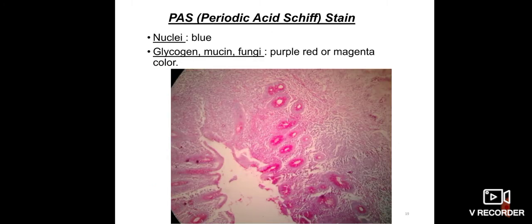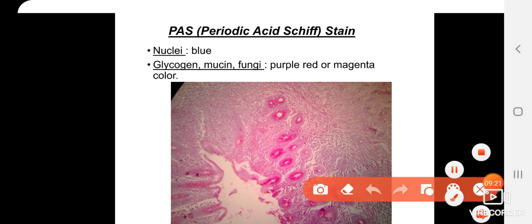So first we'll see about the PAS. PAS stands for periodic acid Schiff. P is periodic, A is acid, S is Schiff stain. Here we use two types of reagent: one is periodic acid, another is Schiff reagent. It will give the nucleus a blue color because the final counterstain here is hematoxylin. And glycogen, mucin and fungi will be stained purple, red to magenta. When you see this picture, these magenta color areas are nothing but the goblet cells of the appendix, which contain mucin, and are stained magenta by the PAS stain.